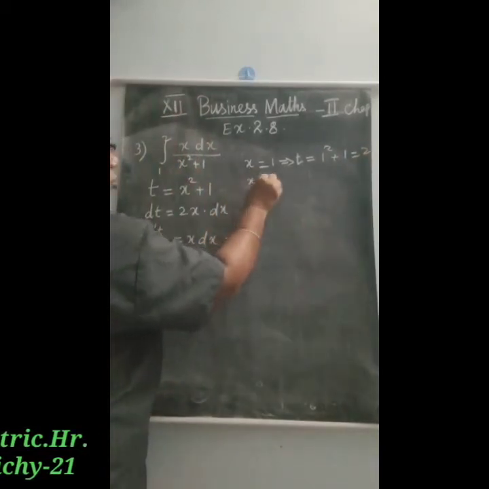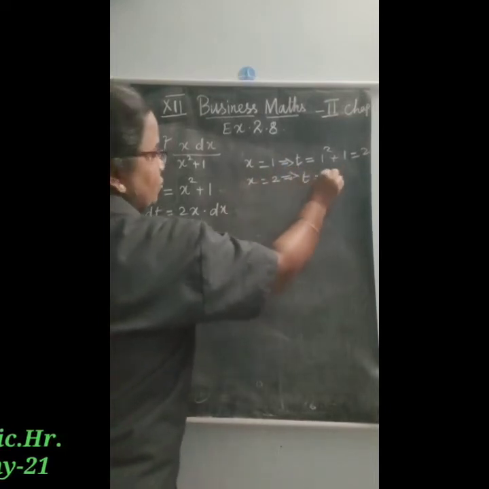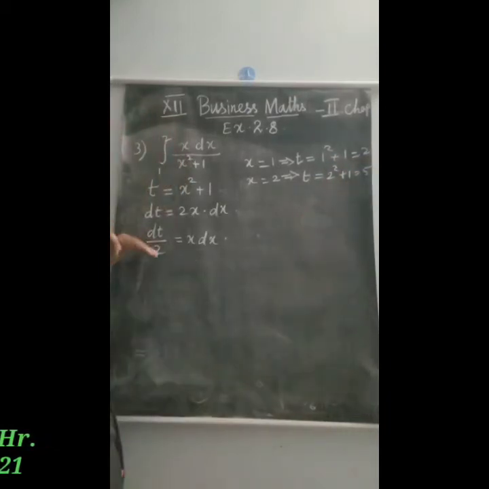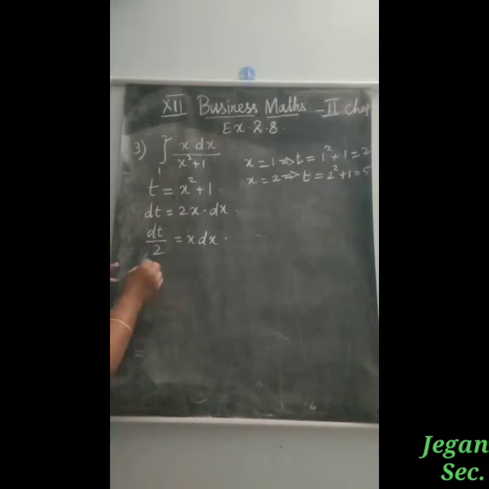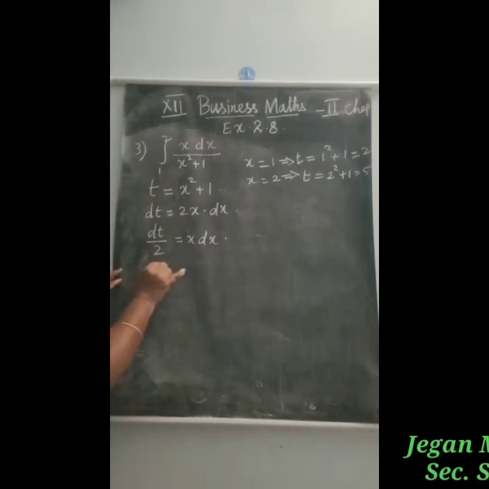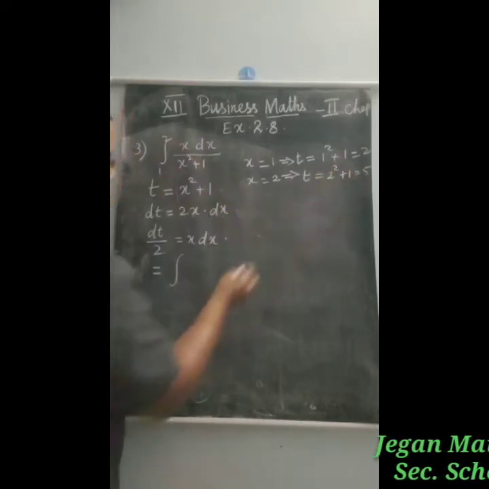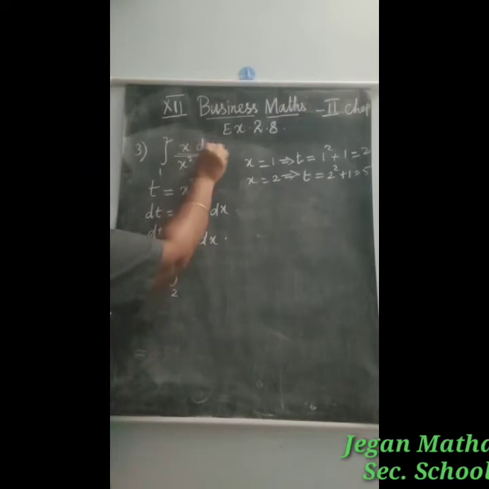And x is equal to upper limit 2 means we will get t is equal to 2 squared plus 1, that is equal to 5. So if we substitute t instead of x, you have to substitute the limit values also. So what is the question? We will change the question. Integral of 1 to 2 becomes 2 to 5. What is x dx?